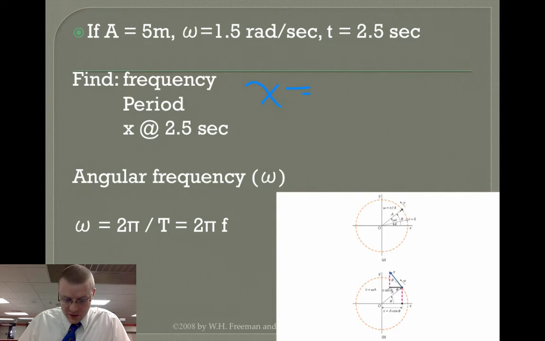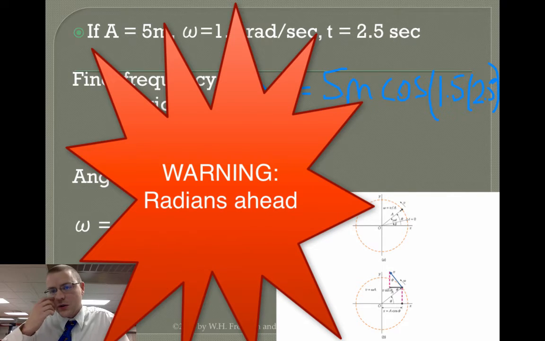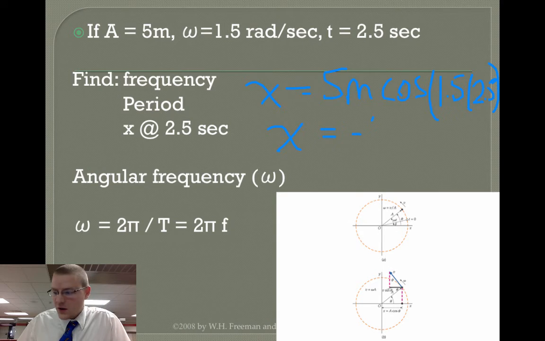So x equals A, which is 5 meters, times the cosine of omega t, omega being 1.5 radians per second, multiplied by the time that I'm interested in, which is 2.5 seconds. When you multiply all those out, and again, make sure that 1.5 times 2.5 is in radians when you do your calculator, you'll get an x distance of negative 4.1.